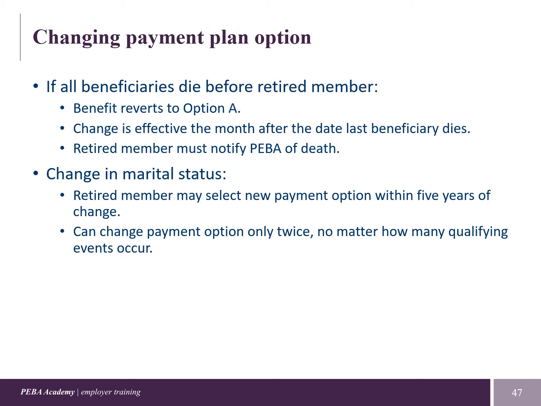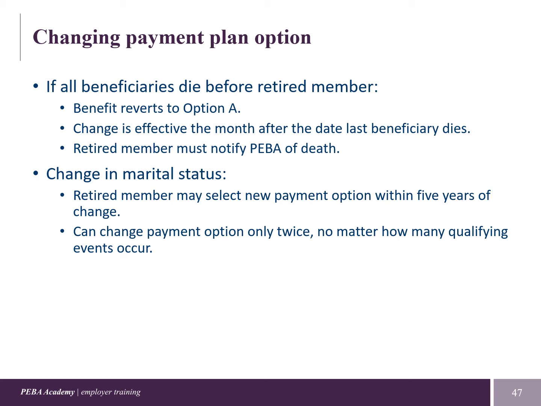If all the member's beneficiaries predecease him and he chose payment option B or C at retirement, the benefit reverts to the maximum payment option, option A. The change is effective the month following the death of the last beneficiary. The member must notify PIBA of any beneficiary death.